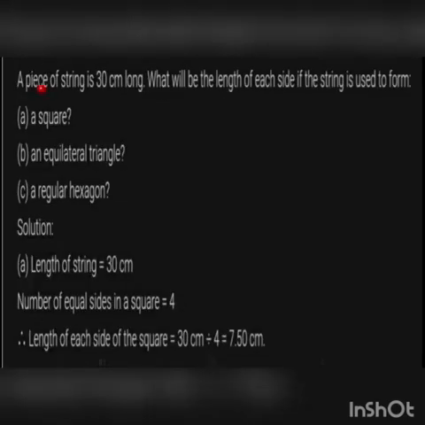Next question. A piece of string is 30 centimeter long. What will be the length of each side if the string is used to form first a square, then an equilateral triangle, then a regular hexagon? That means a total length of 30 centimeter string is there with me, and I am going to make three shapes. What are the shapes? A square I will make first, then an equilateral triangle, then a regular hexagon.